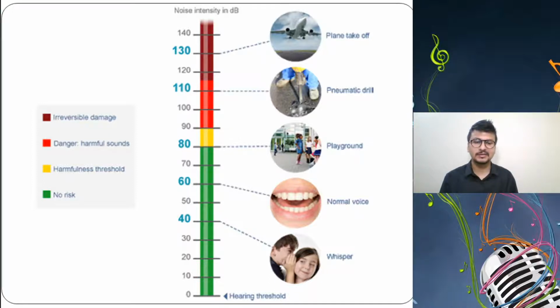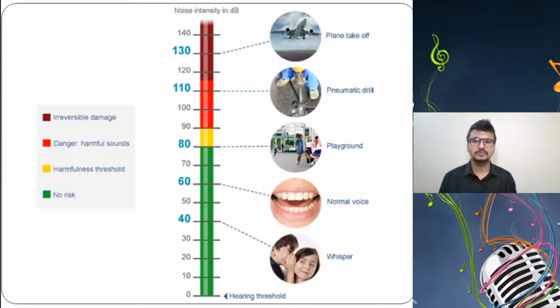40 is like whispering, when we whisper in somebody's ear. We try to say the words at a very low volume so that the person sitting in front of us cannot hear them. That whispering is 40 decibels. When we talk about normal voice, like right now that I'm interacting with you, my normal voice comes under 60 decibels.